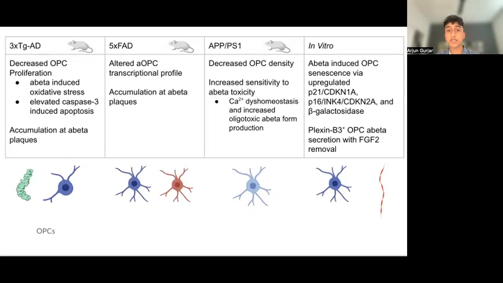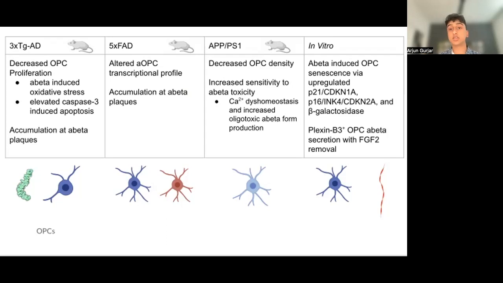Then in the 5x FAD murine model, there were altered oligodendrocyte precursor cell transcriptional profiles, which suggests altered behavior in Alzheimer's and potentially a role in pathology. They also noted crowding at amyloid beta plaques. Then in the APP/PS1 model, there was decreased oligodendrocyte precursor cell density and increased sensitivity to amyloid beta toxicity, and this was mediated via calcium dyshomeostasis and increased production of toxic A beta forms.